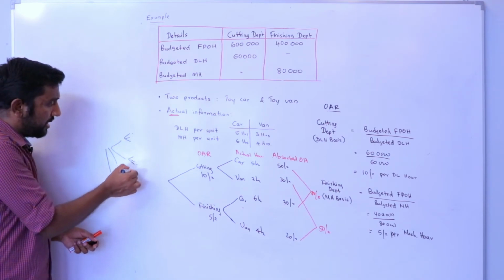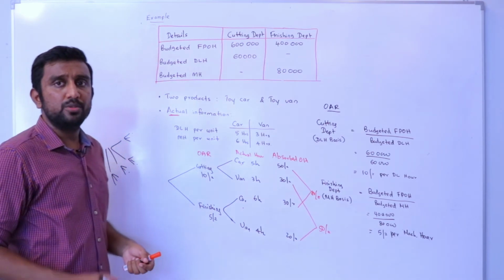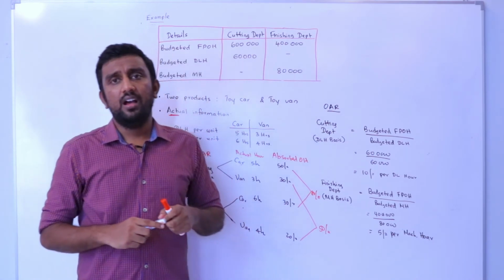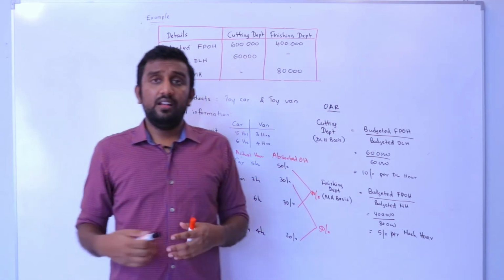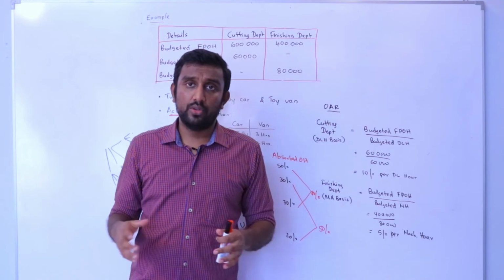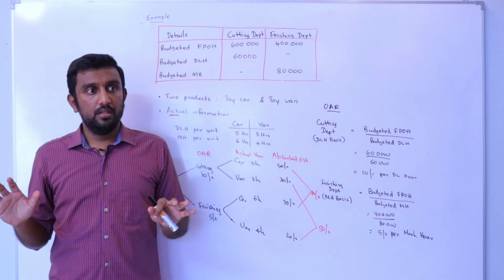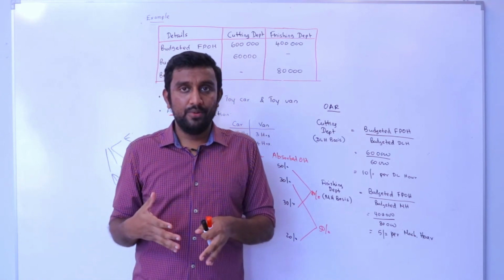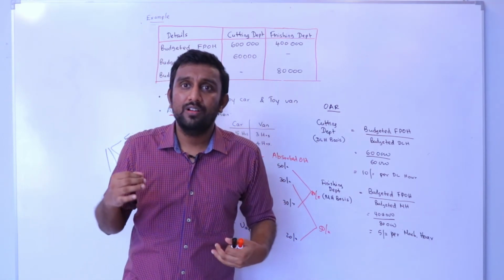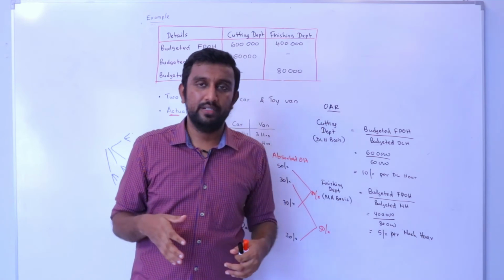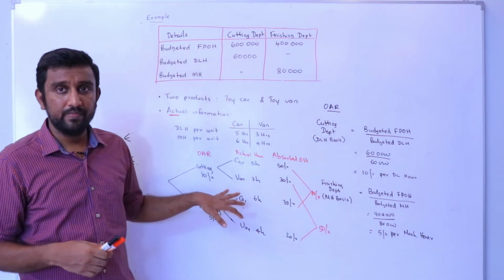So 3, 9, 6, 9, 12. 12 absorbed overhead. So that is the entire understanding you should have to do the question. Clear? Right? Now I just talked about fixed production overhead, and this is a working.